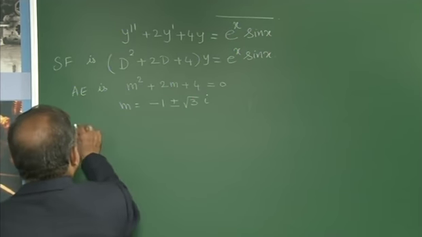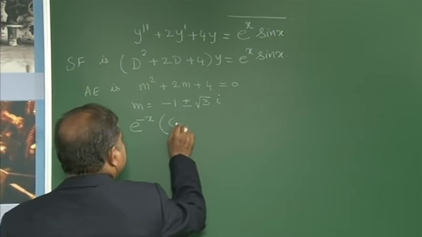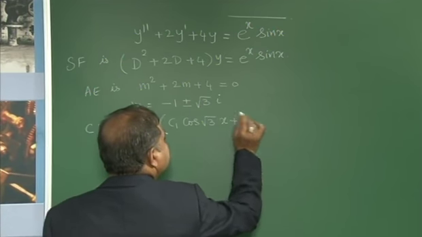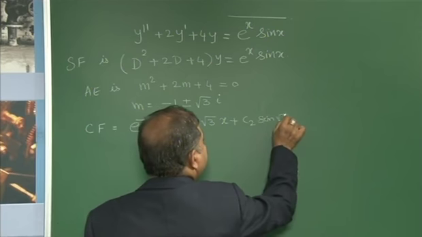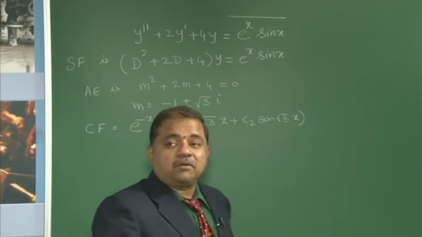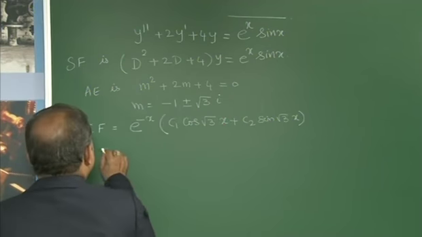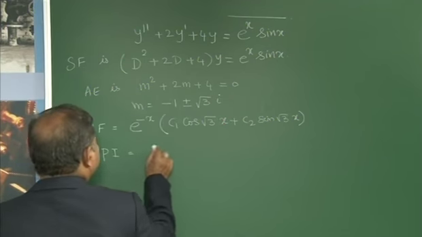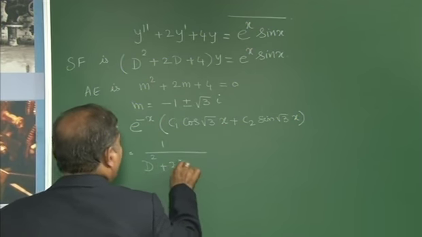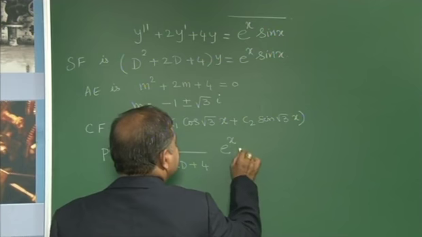So then what is my complementary function? e power minus x (c1 cos root 3 x plus c2 sin root 3 x). This is our complementary function. It is common for all the problems, you have to do it. Now very important, listen carefully, particular integral. How we take inverse differential operator method, 1 by (D squared plus 2D plus 4), it is e power x sin x.